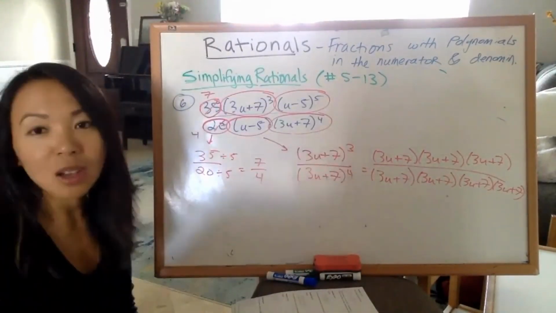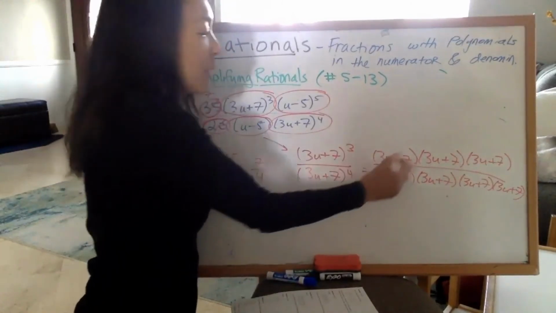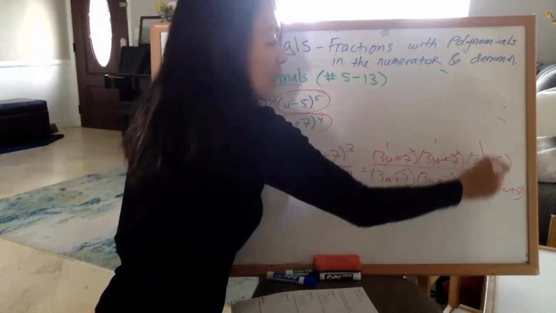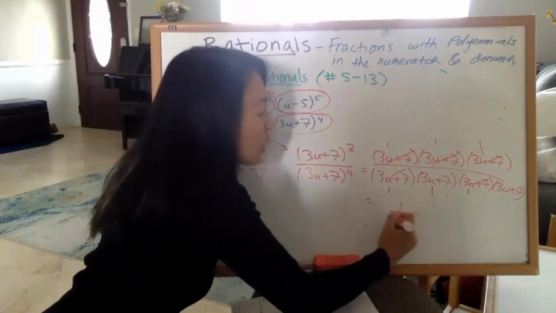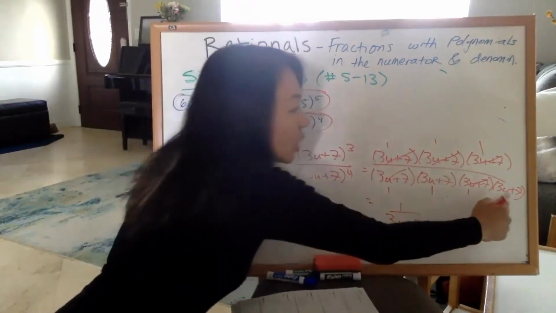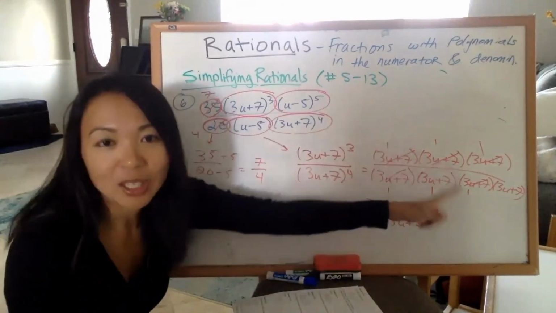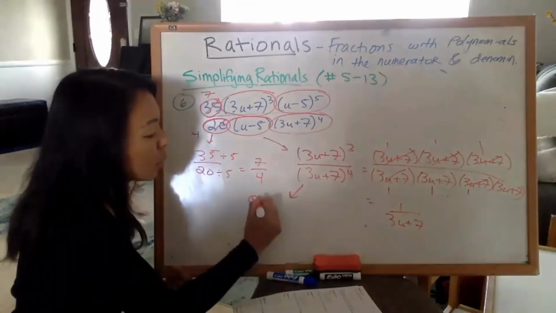So here you cancel common factors. These are common factors. If you divide by 3u plus 7, they cancel out to become 1. These cancel out to become 1. These cancel out to become 1, right? Common factors. So you're left with 1 over 3u plus 7, just one of them on the bottom. This is very tedious to write out, so I just want to remind you guys of the quotient rule. Thank God for the quotient rule.